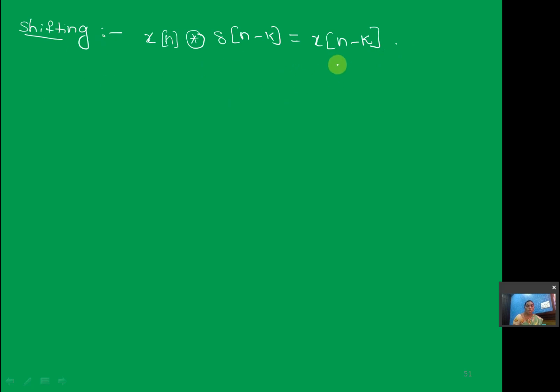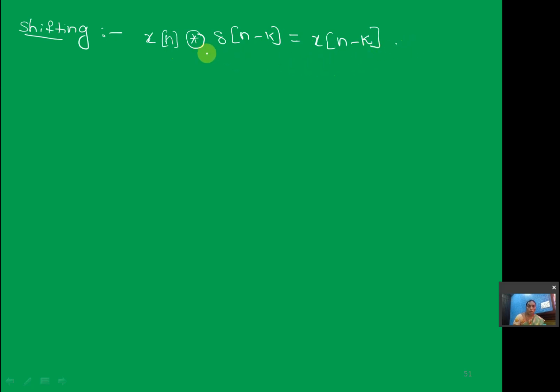So now from this, what is the conclusion here? In the previous case we have taken del of n only, that exists at n equal to 0. That's why we get x of n. But now it is del of n minus k, that means it exists at n equal to k. So now we have to replace n with n minus k here. That's why x of n minus k. So you can get it like this.